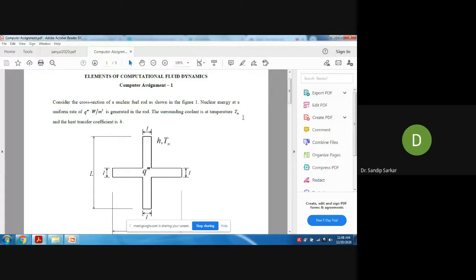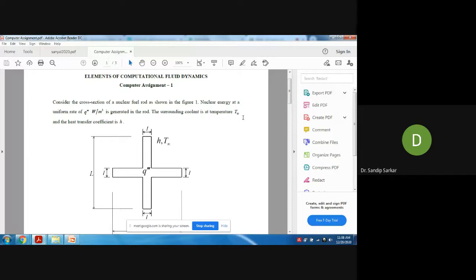Theory that I have delivered in the class. So the assignment is about determining the two-dimensional steady-state temperature distribution inside a nuclear fuel rod.